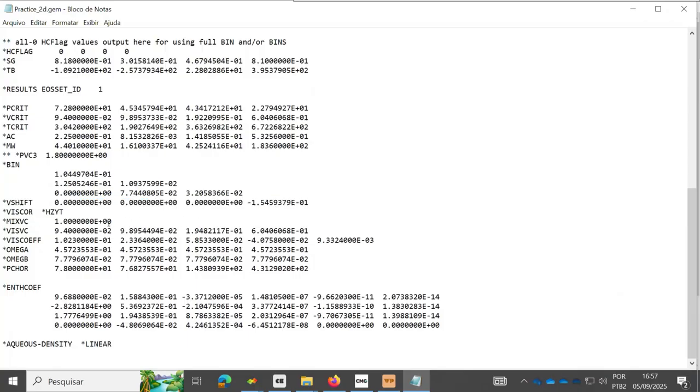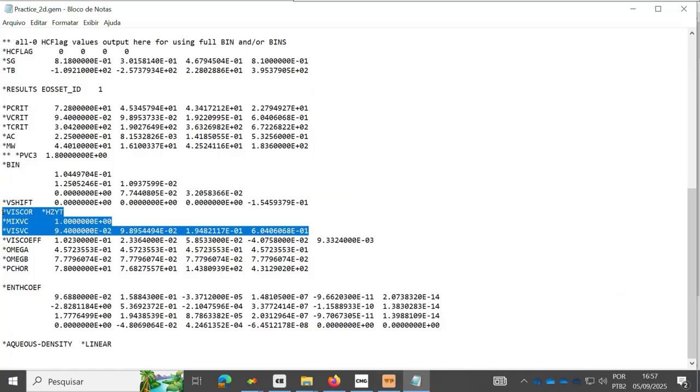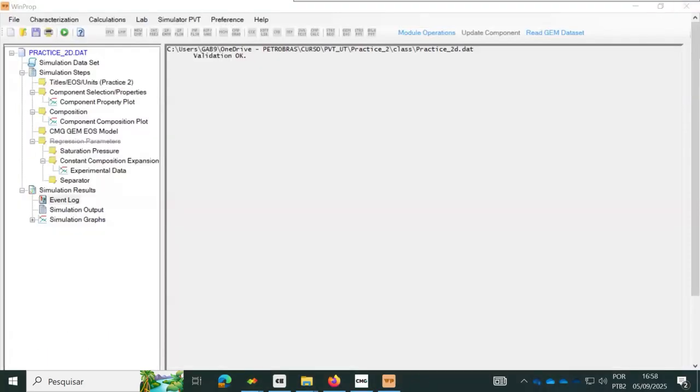Okay, so I was saying that in this case I think we can rely on the default parameters because we are dealing with a gas mixture. Okay, so I think we are done for this exercise. Any question about this exercise?